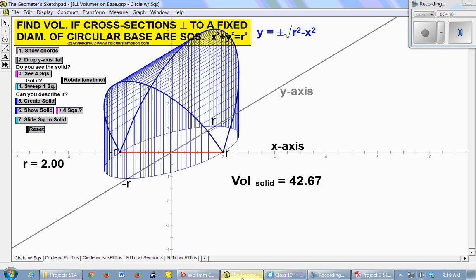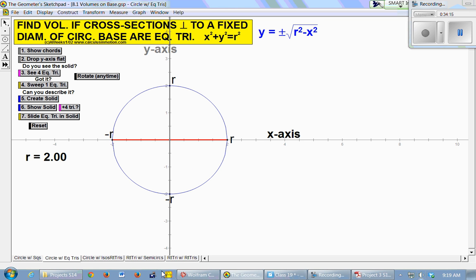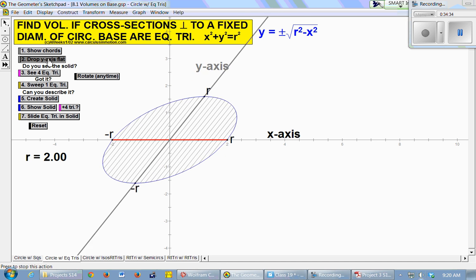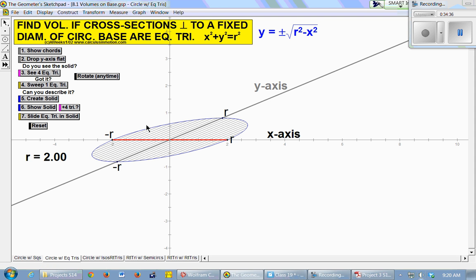Use the sketch pad. So this time, same setup. I have a circle, base that is the base of my solid. It's got radius 2. I'm going to show the chords. On each of these chords, I'm going to build an equilateral triangle sort of sticking right out of the board. So in order to be able to draw this, I'm going to drop the y-axis flat, and then I can draw these equilateral triangles on each chord. So there's 4 representative equilateral triangles.